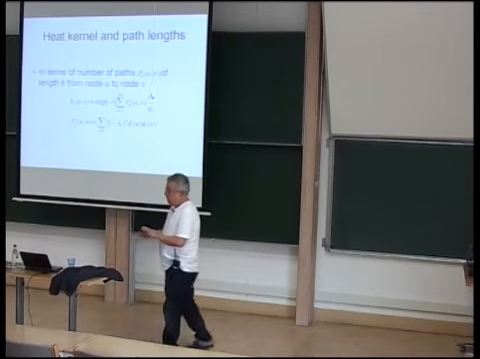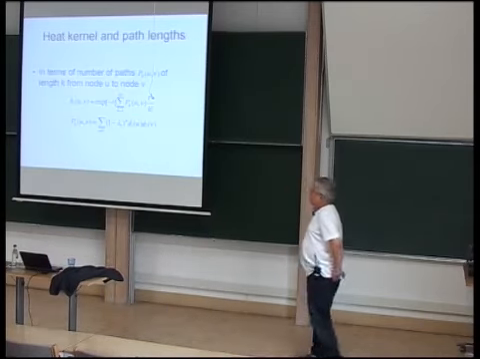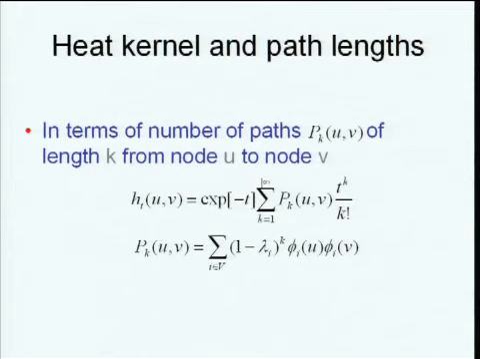Now, there are a number of interesting properties related to the heat kernel. I just want to skip over some of them here, but I'll come back to them in the latter part of the talk when I come to talk about characterizing graphs. One of them is that the heat kernel of the graph can be expanded in terms of the number of weighted paths of length k between a pair of nodes u and v. And so the heat kernel of the graph is in fact determined by the path length distribution.